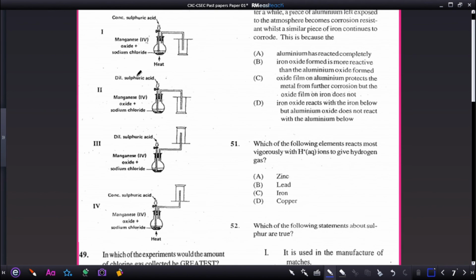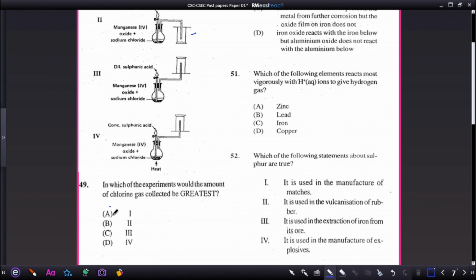be the greatest? Alright, so chlorine gas is heavier than air. Cl2 is heavier than air, which is 71. So we expect a downward delivery for the chlorine gas. So it is between 1 and 2. Now, 1 has concentrated sulfuric acid and 2 has dilute sulfuric acid. Because it is concentrated, it will yield more products. So the answer is 1 and 2, which is A. So the answer is A.